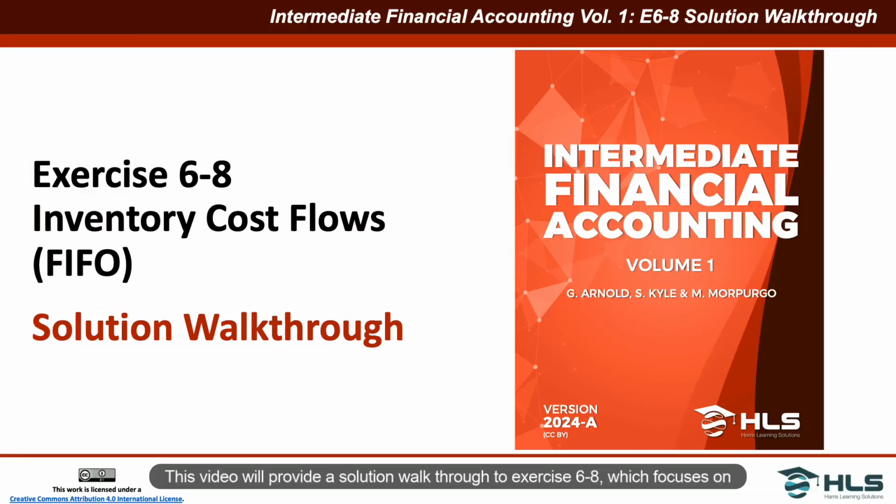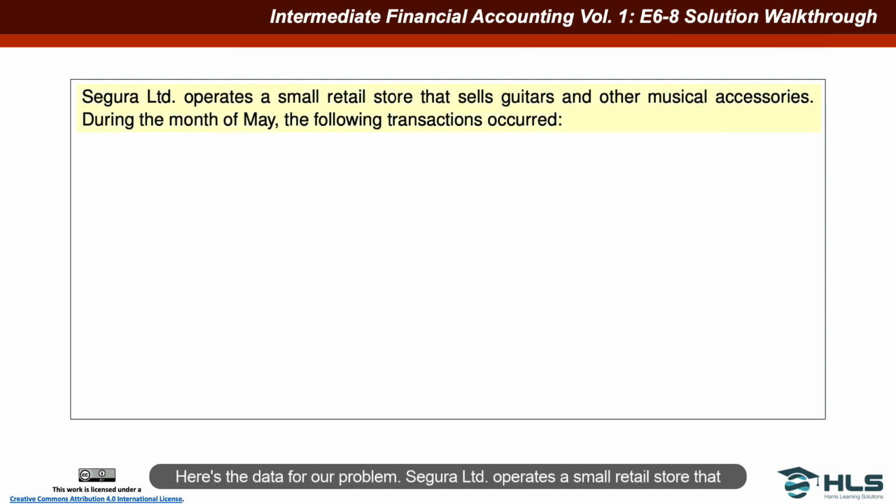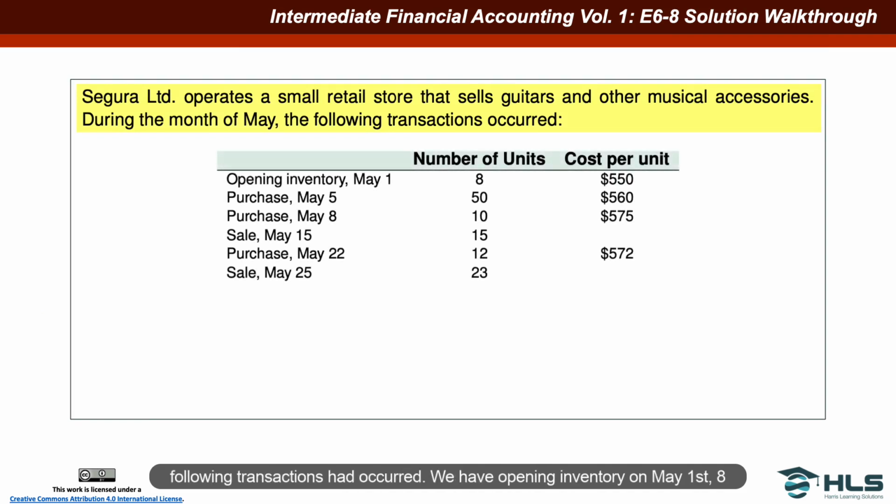This video will provide a solution walkthrough to exercise 6-8, which focuses on inventory cost flows under the first in, first out, or FIFO method. Here's the data for our problem. Sagur Limited operates a small retail store that sells some guitars and other musical accessories, and during the month of May, the following transactions had occurred.